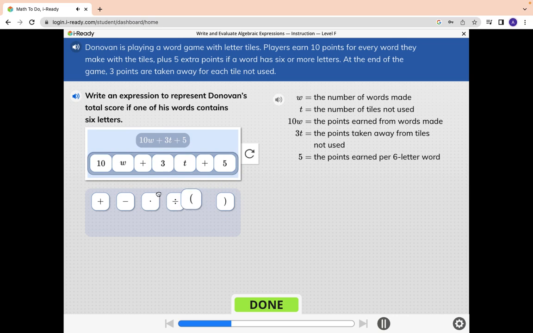Start with the number of points earned. Subtract the number of points taken away, right? And then add the bonus points. Yeah, wrong symbol. There we go.